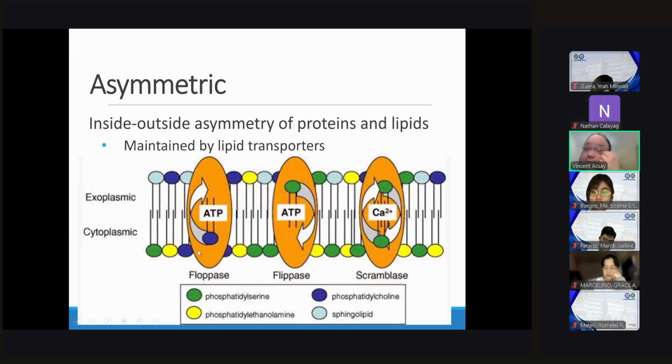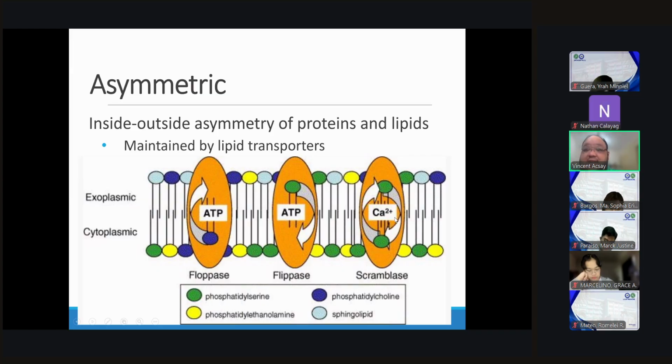Phosphatidylcholine, what is blue, typically on the inside can be brought out by a transporter called a floppase. So it's a flip-flop transport. It is easier to memorize. Flippase with an I moves cells from the outside going in. Floppase with an O moves cells out. These transporters are ATP requiring, so they are a form of active transport.